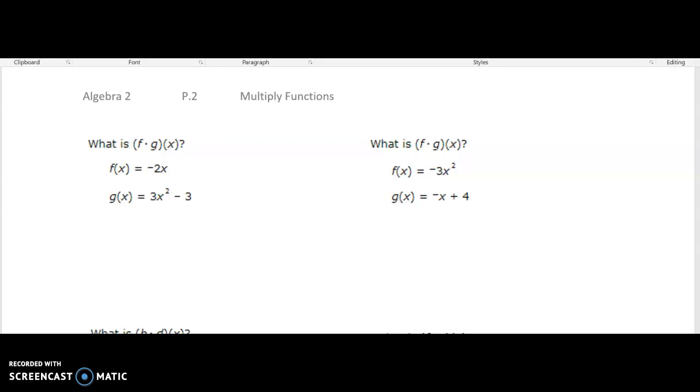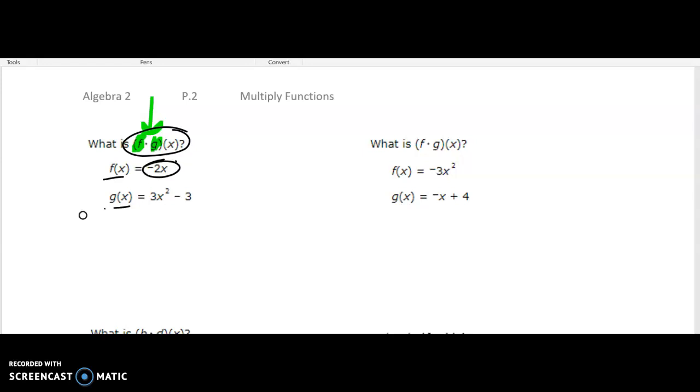P2, we're going to multiply functions. And so this is pronounced f times g of x. And that's what we're going to do every single time. You have an f, you have a g, and you are going to multiply them together. Here's your f and here's your g.